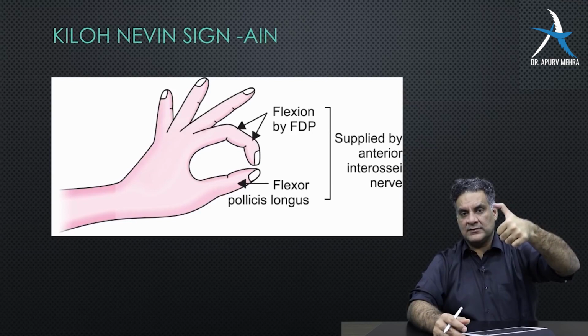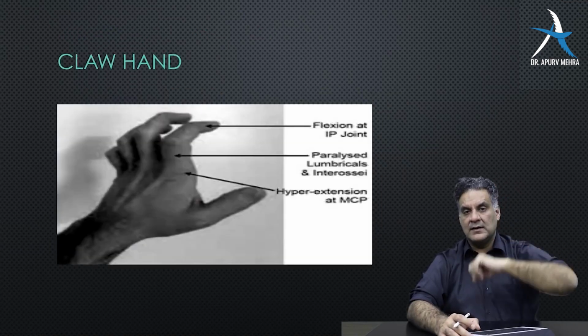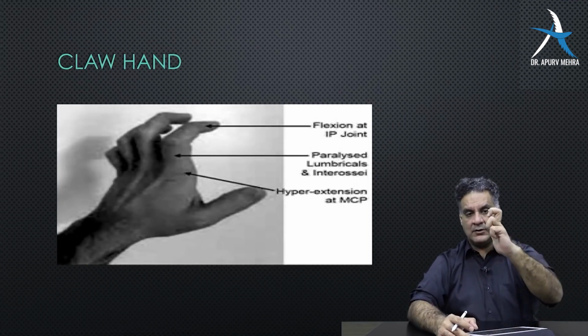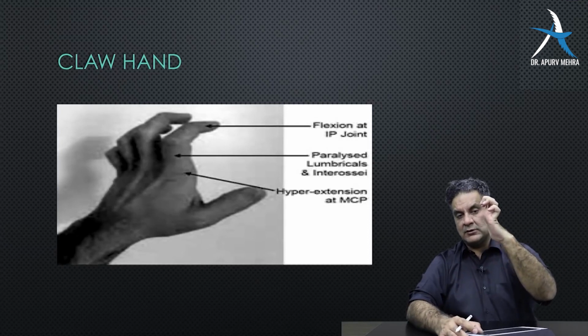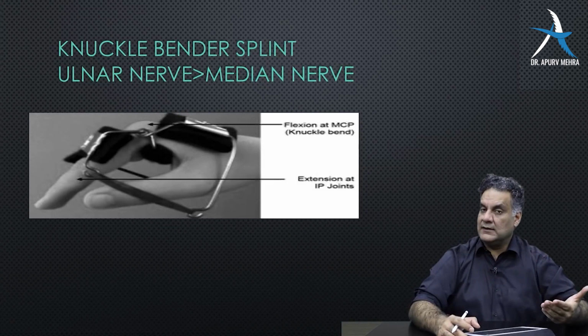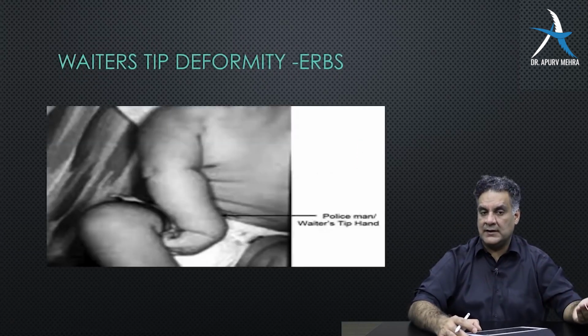because the anterior interosseous nerve supplies the flexor pollicis longus and the FDP lateral half. That's all the anterior interosseous nerve supplies. This is what the claw hand does. If the median nerve is paralyzed, you have a median claw hand. If the ulnar nerve is paralyzed, you have an ulnar claw hand. If both are paralyzed, total claw hand, corrected by a splint called the knuckle bender splint. Ulnar nerve palsy is more common than median nerve palsy.